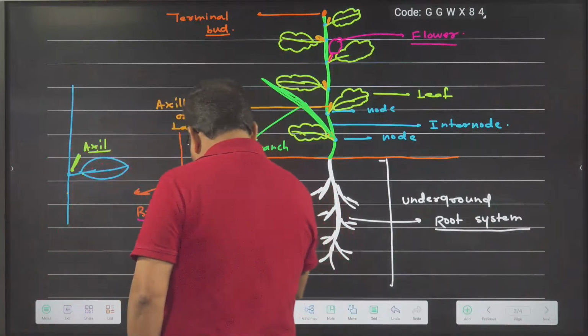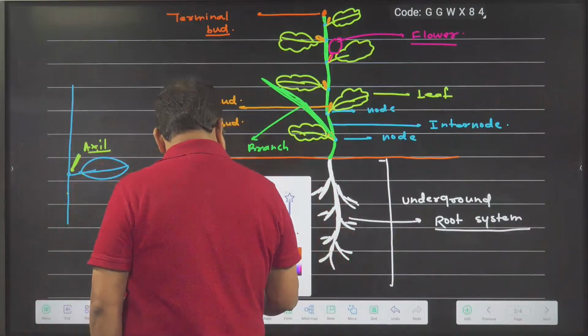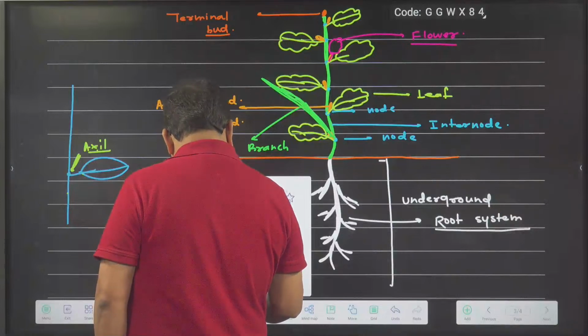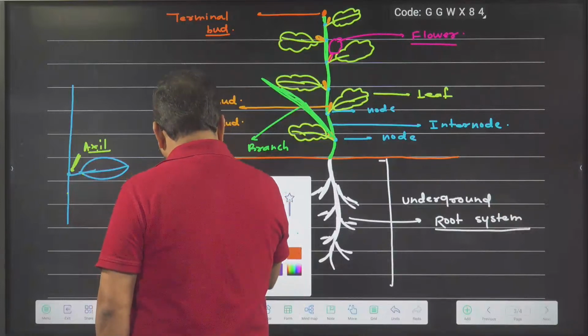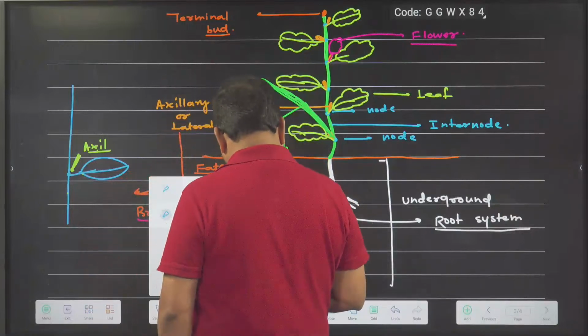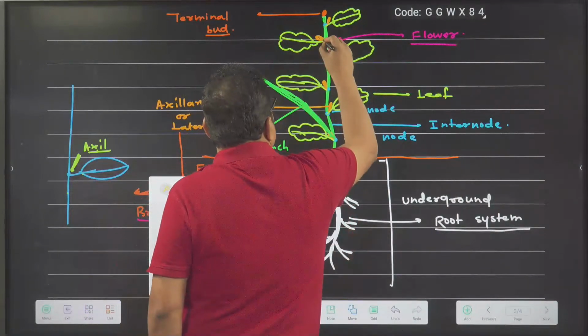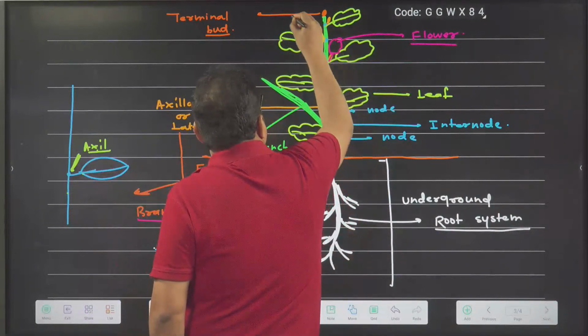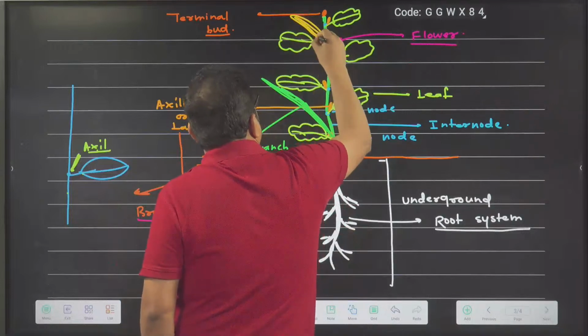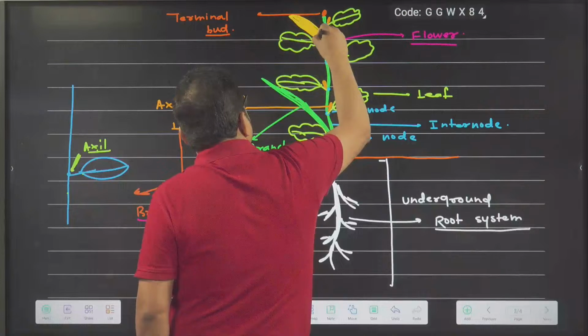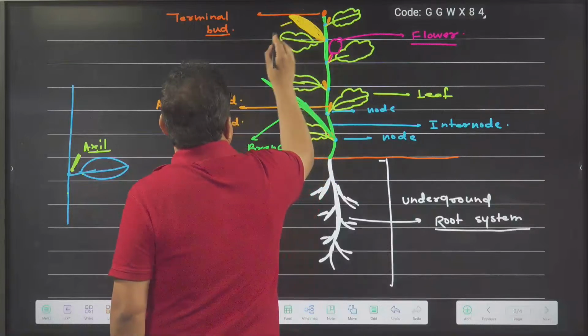Later on, you will know that the flower is the reproductive part, and after fertilization, from the flower, fruit emerges. So suppose that I am making a structure here, fruit. I am making a structure here, suppose that it is what? Fruit. Suppose that this structure is fruit.